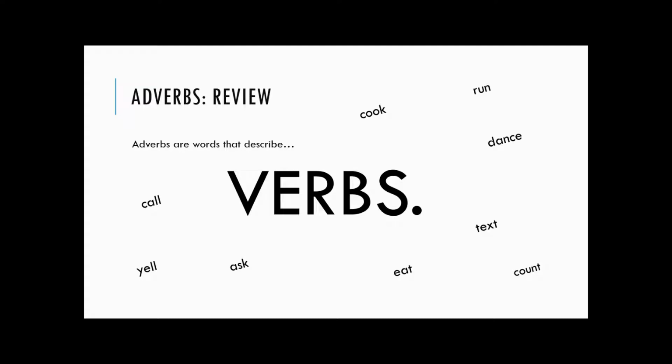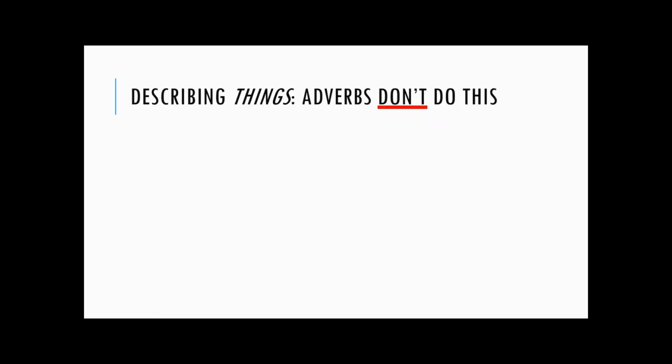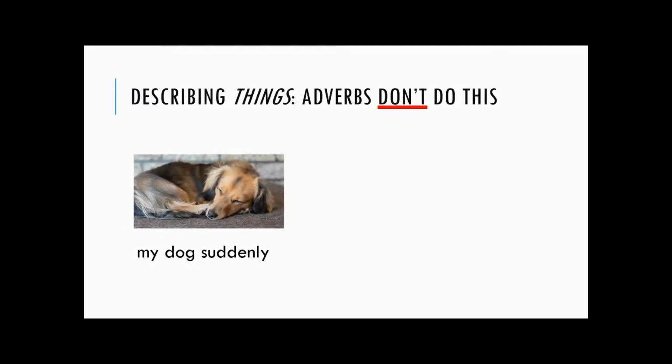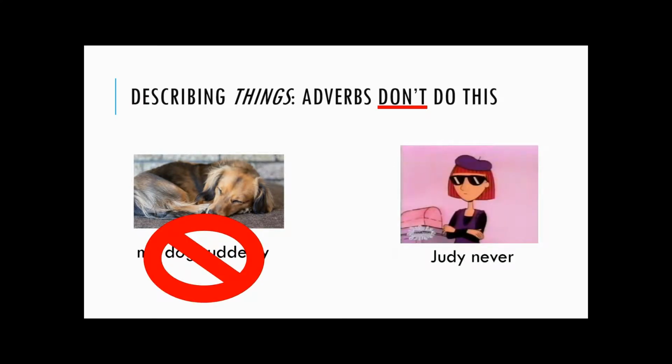But an adverb describes a verb, an action, and it's hard to imagine something being done without the person doing it. An adverb or adverb clause tells us about how or why the action happened. If the person or thing isn't doing anything, it sounds really weird to describe them with an adverb. My dog suddenly. It doesn't make any sense this way. Judy never. It leaves us looking for a verb. Judy never what?